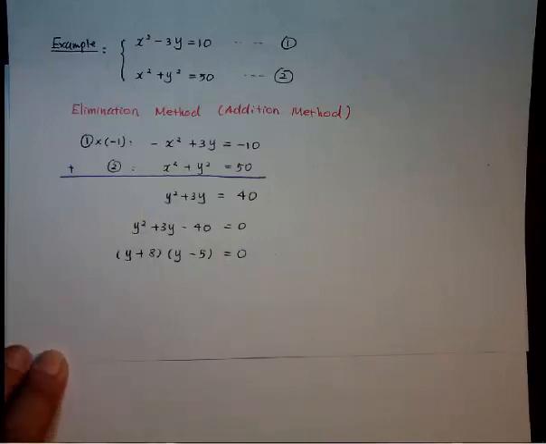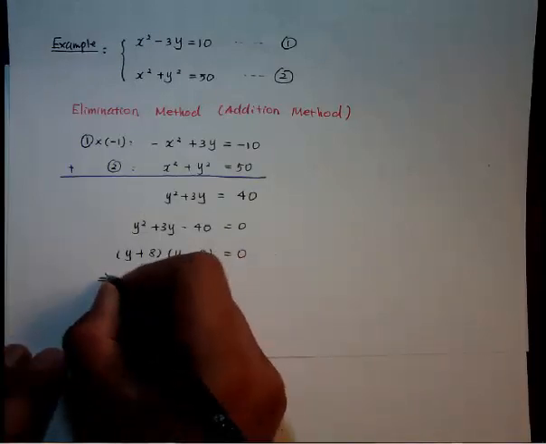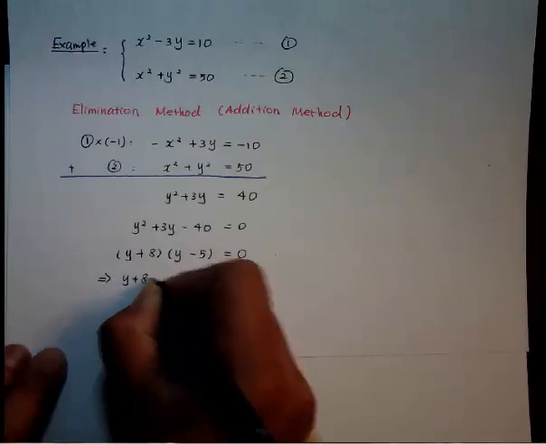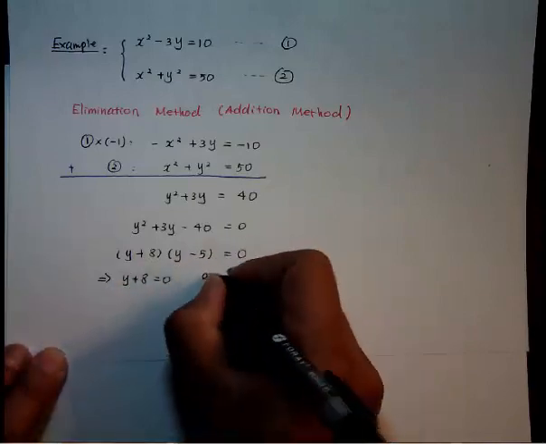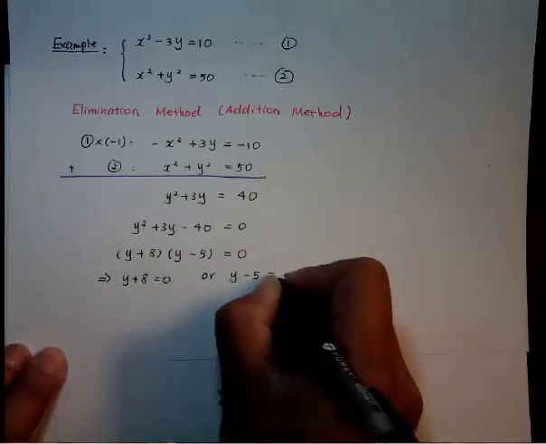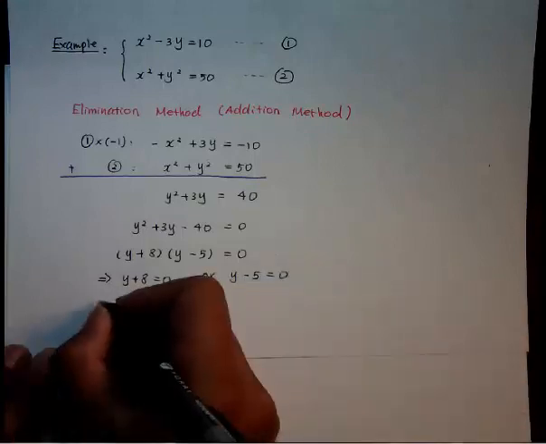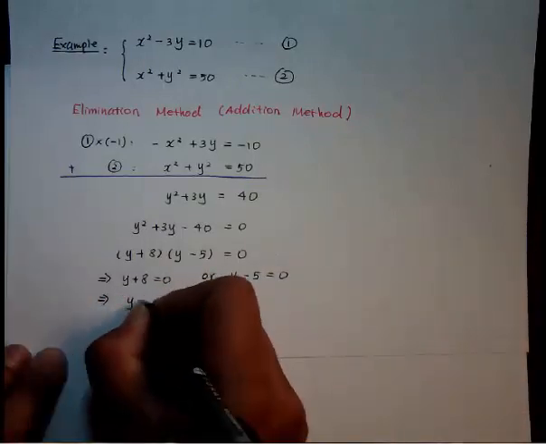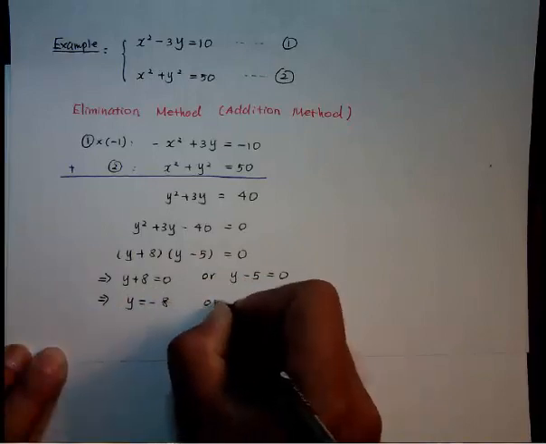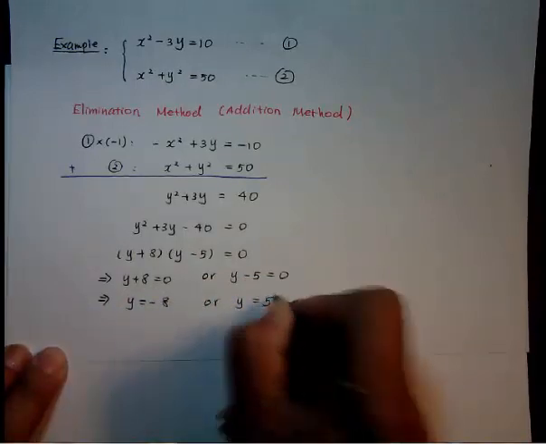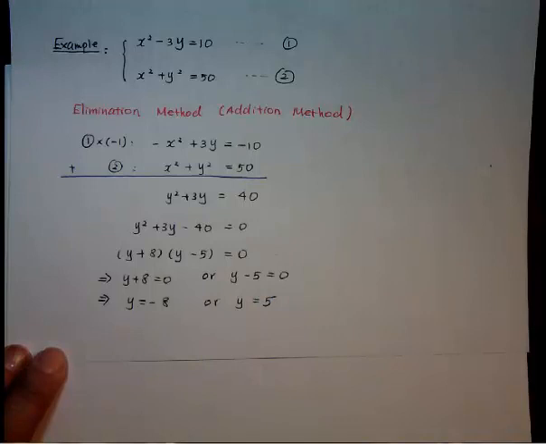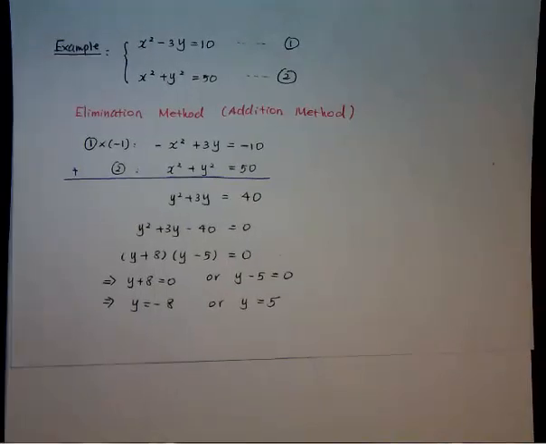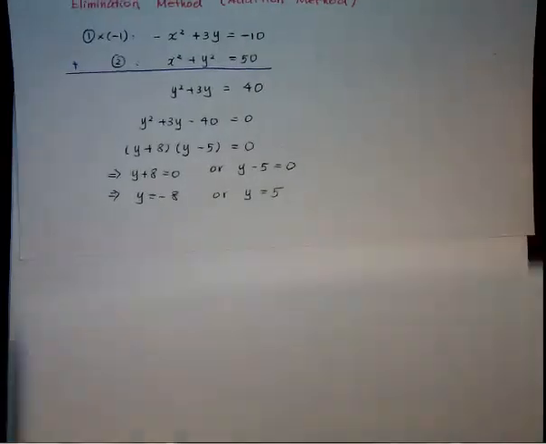Again, apply the zero factor property. y plus 8 equals 0 or y minus 5 equals 0. So from here, y is equal to -8 or y equals 5. Right? For each y, we need to find the corresponding x. You can use either equation 1 or equation 2 to solve for x.